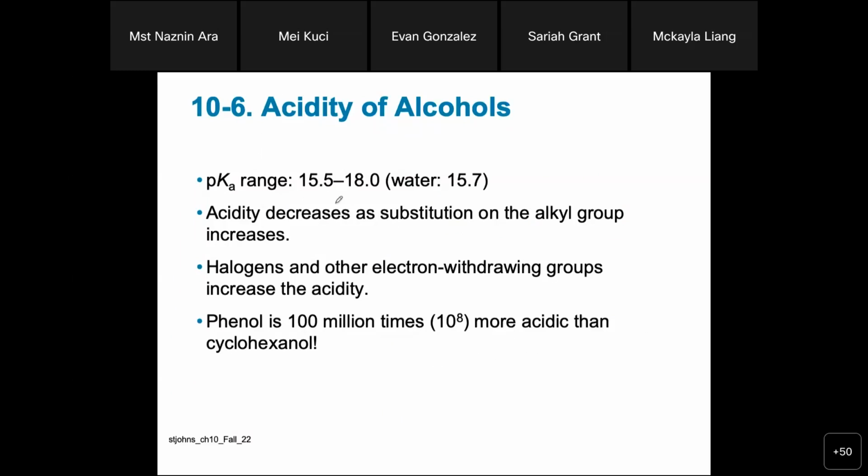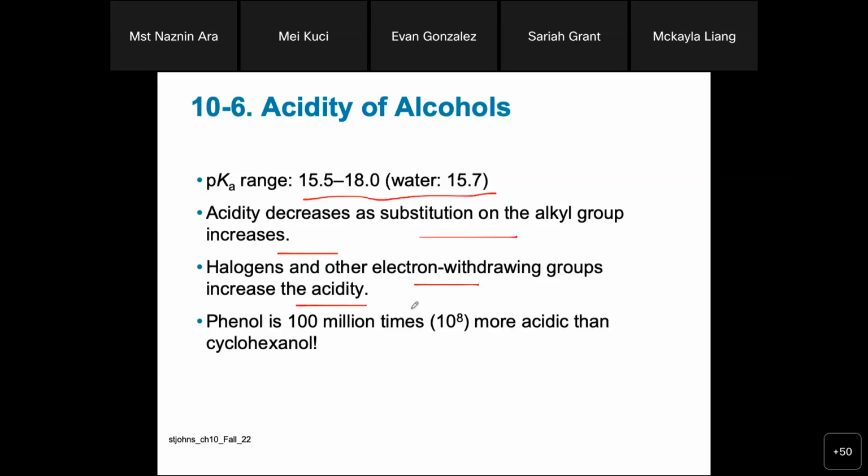But actually, they both explain the acidity of different groups of compounds. So this is the alcohol pKa range, close to water. Acidity decreases as substitution of alkyl groups increases. So here, highly branched alcohols have lower acidity. Halogen and other electron withdrawing groups increase the acidity. So that means this kind of electronegative group can increase their acidity.